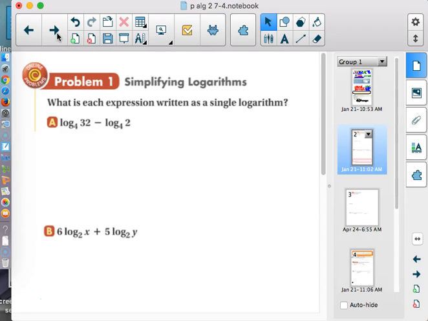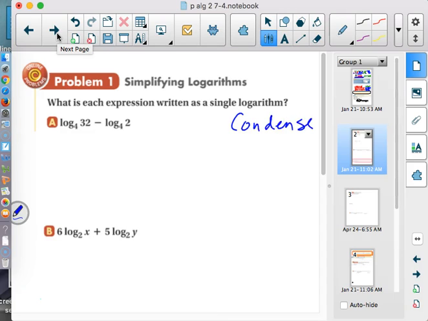Simplifying logarithms. Using what we know, what we just talked about, we want to figure out what these really say. It says, write each expression as a single logarithm. Now, most books don't say it that way. Most books will call this condensing. When you condense something, you make it smaller. So instead of log base 4 of 32 minus log base 4 of 2, we want to be able to say logarithm base 4 of one thing and stop when we condense. Just one thing.